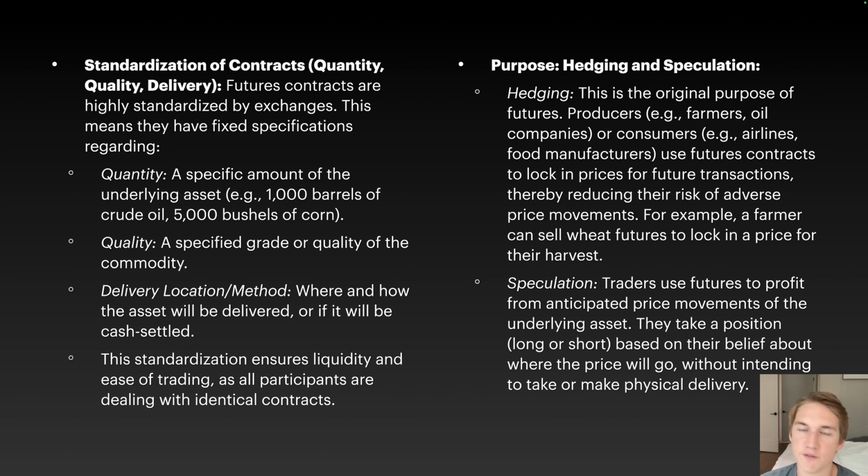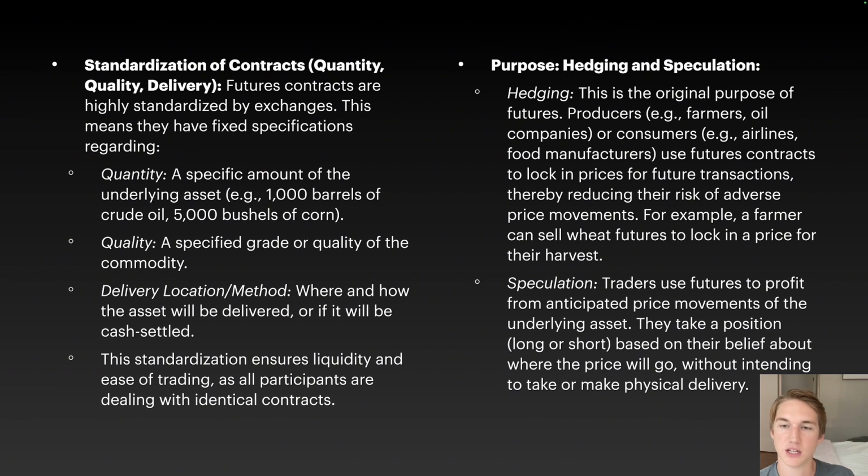But the real purpose of futures, and why they were first created, was for farmers and producers, right? So the purpose: hedging and speculation. Hedging. This is the original purpose of futures. Producers, like farmers and oil companies, or consumers like airlines and food manufacturers, use futures contracts to lock in prices for future transactions, thereby reducing their risk of adverse price movements. For example, a farmer can sell wheat futures to lock in a price for their harvest. That way, before harvest comes around, they already know what they're going to sell the wheat for and how much money they're going to get for it.